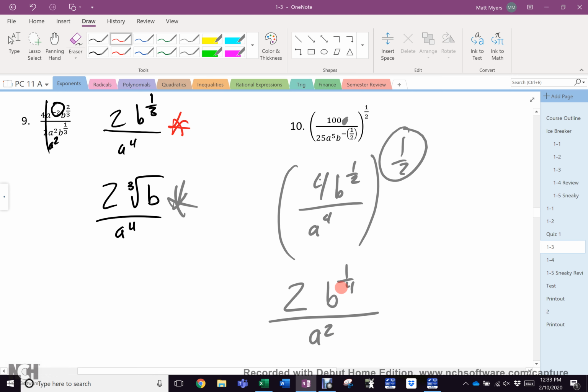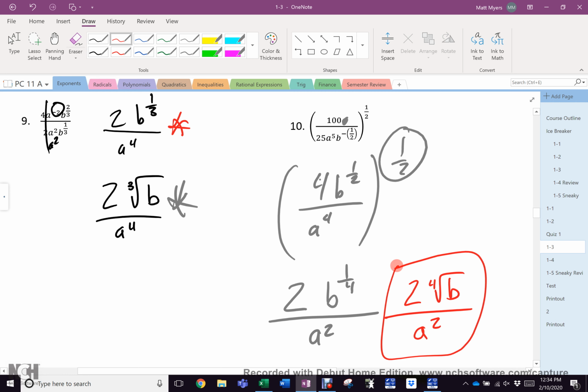What would you do with B, this? 2 4th root B over what? A squared. Both the same, both make me just as happy. Okay? When we get to the end of the radicals unit, though, I'm going to want to see that one. Everybody cool? All right.